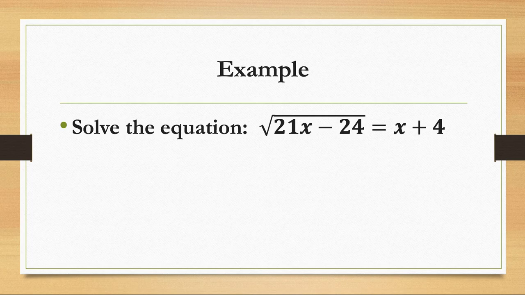All right, let's take a look at this last problem. So again, the first step is to isolate the radical, which is already done for you. Notice your square root is by itself on the left-hand side. The next step is to raise both sides to an appropriate power. So since we're dealing with the square root, we're going to raise both sides to the second power.